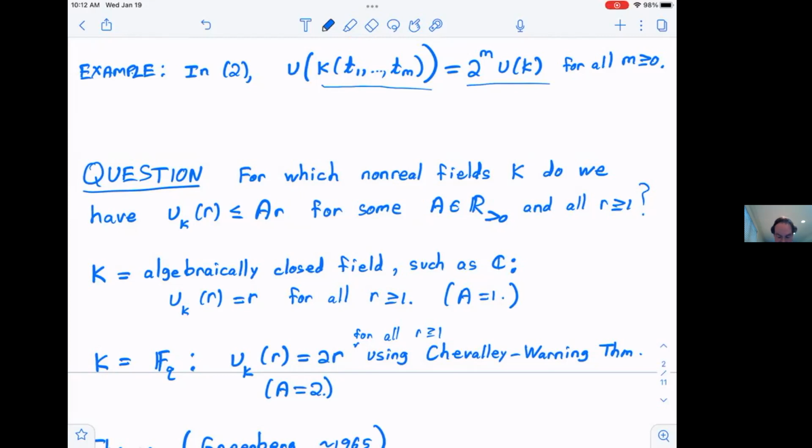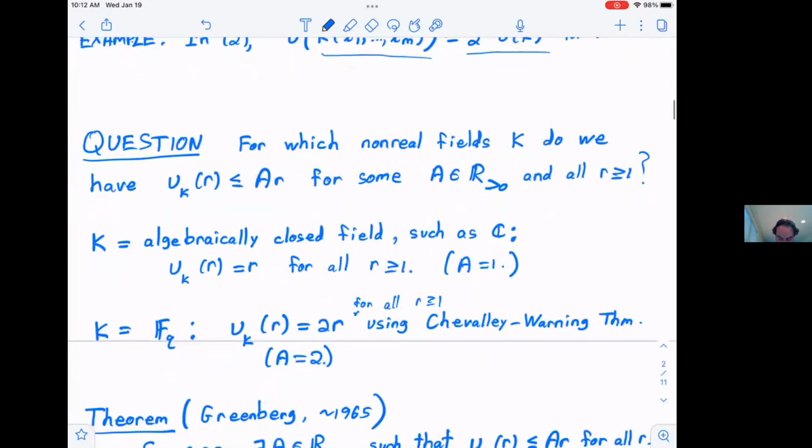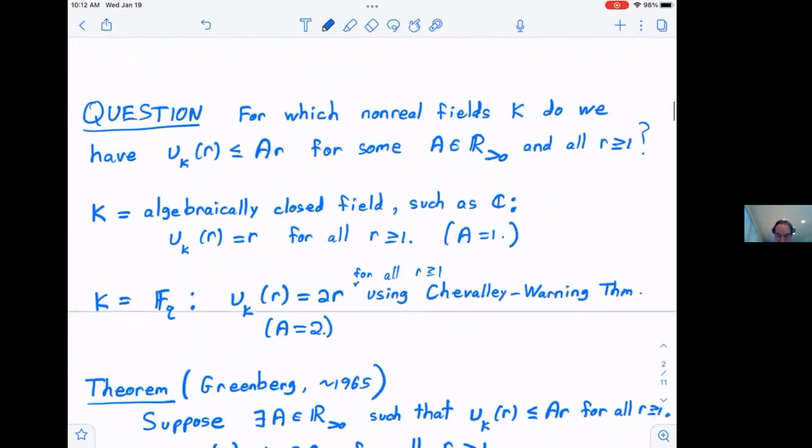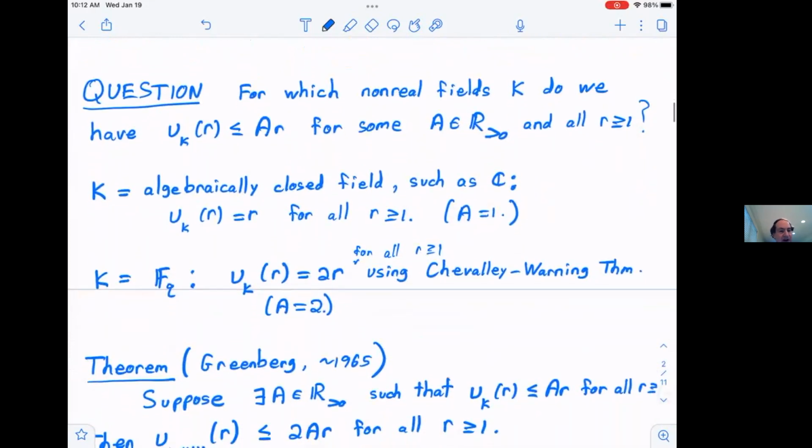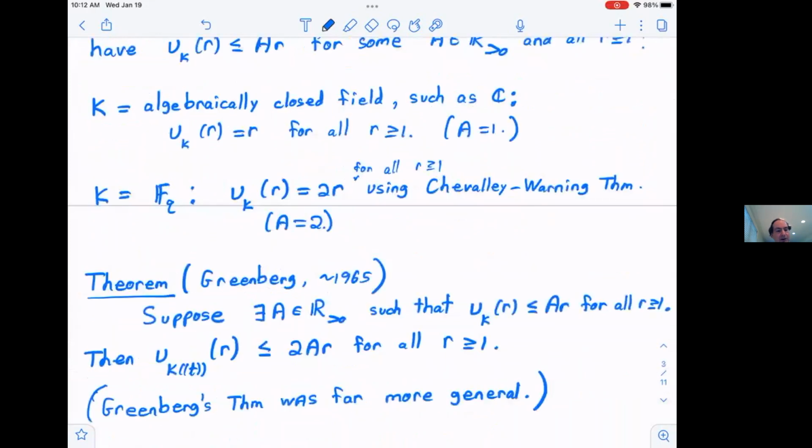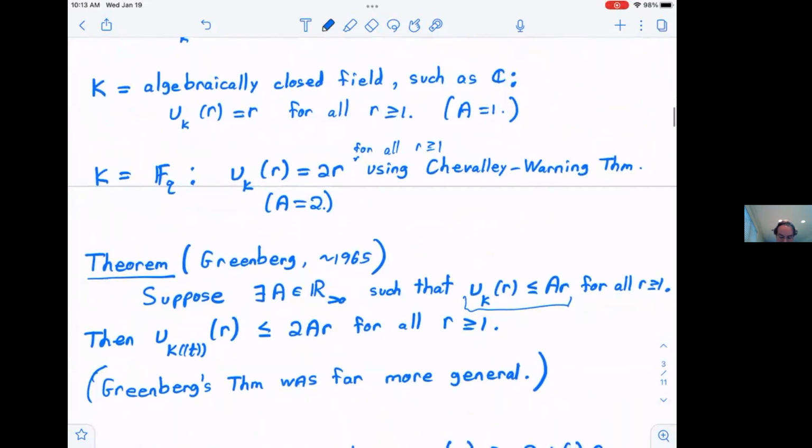There is one more class of fields. The proof is more difficult. There's a theorem of Greenberg. And here I'm stating a very special case of a wonderful theorem of Greenberg proved in the mid-1960s. Suppose there exists a positive real number A, the same hypothesis, such that we have this hypothesis, bounded by a linear function for the U invariant. Then the same holds true for the power series field.